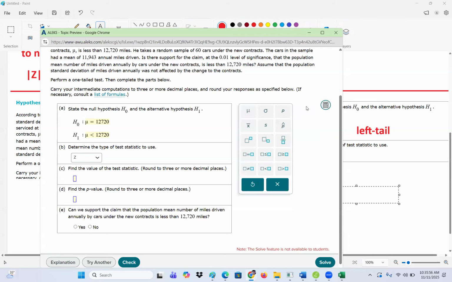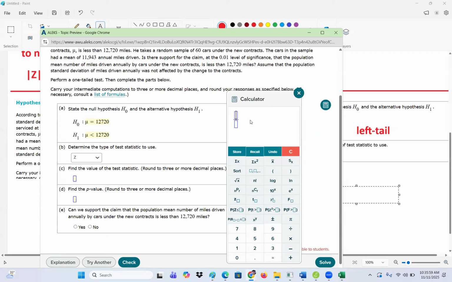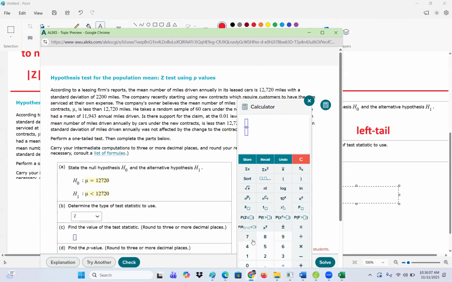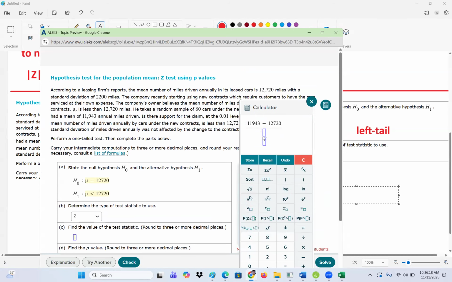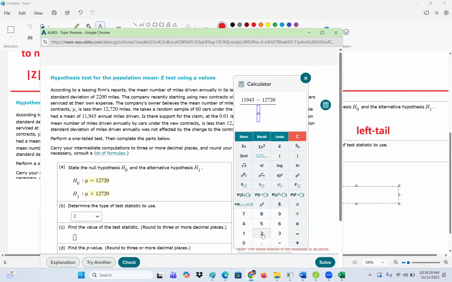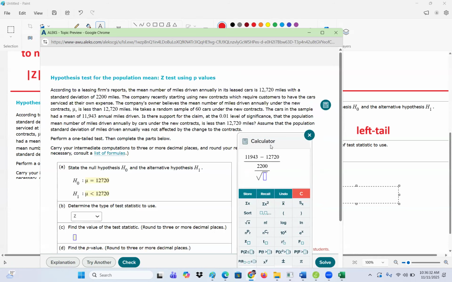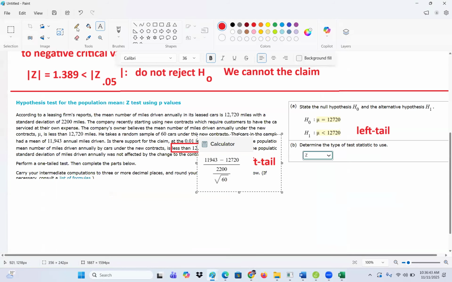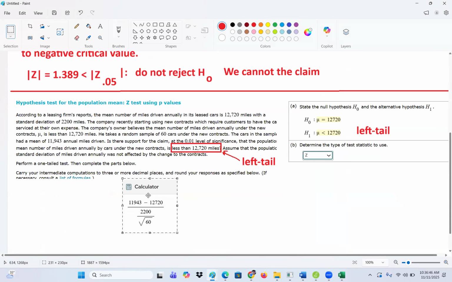So we're going to divide first. We're going to do the same thing. We're going to take 11,943 minus 12,720, and then divide by the standard deviation, which is 2,200 over the radical of 60 cards. All right, so the first two steps are always the same, so you don't necessarily have to worry too much about this.